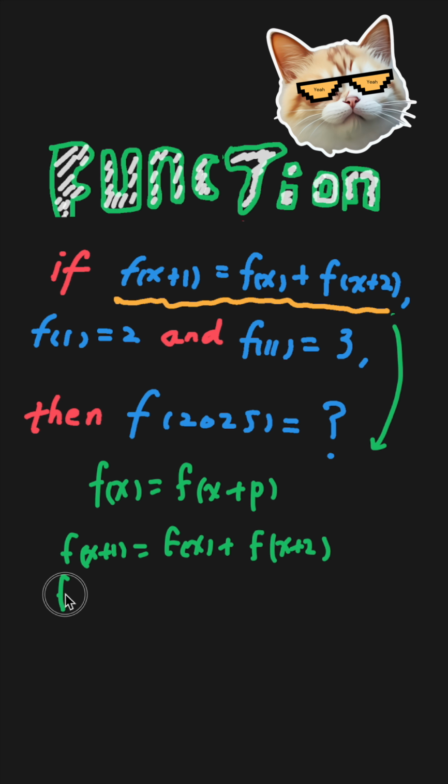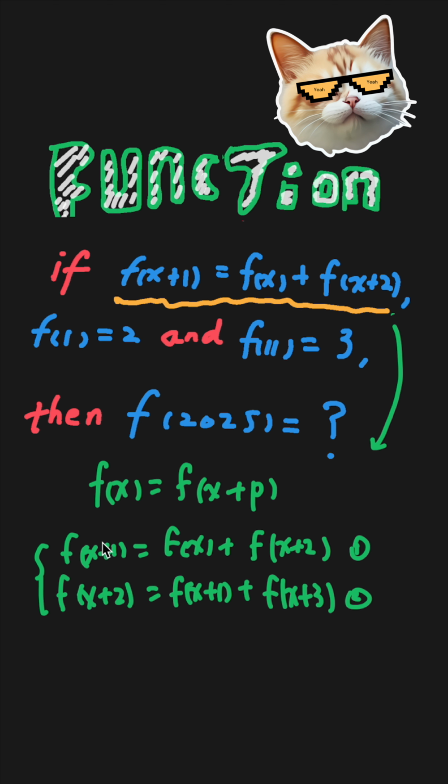And then we know that f(x+2) is equal to f(x+1) + f(x+3), right? Just change the input to be x+1+1. All right, so this is going to be the first equation, and this is going to be the second equation. If you add these two equations together, each side, then the f(x+1) and f(x+2) are going to be cancelled. So basically you get f(x) + f(x+3) is equal to 0.